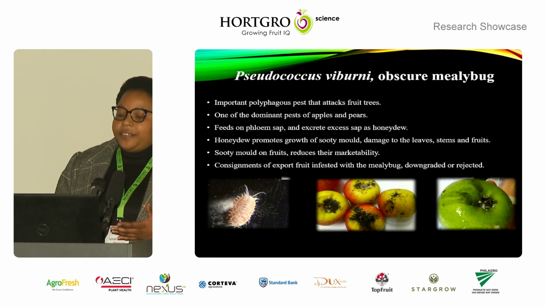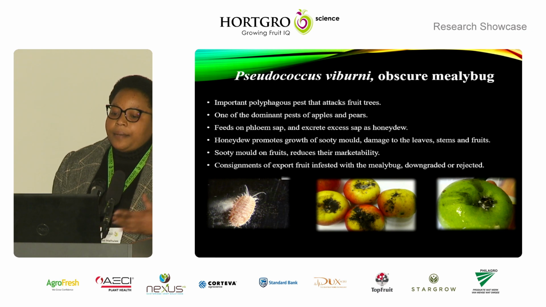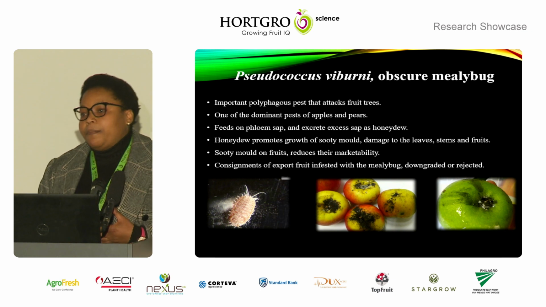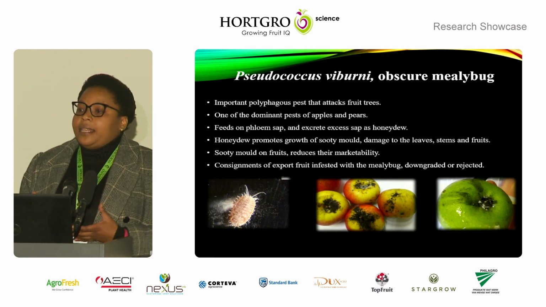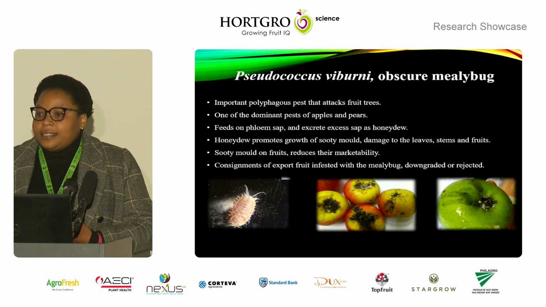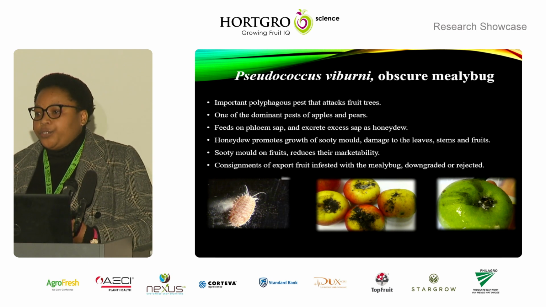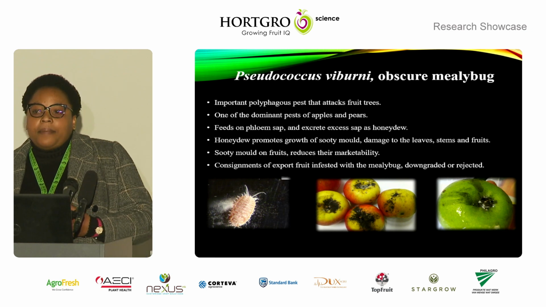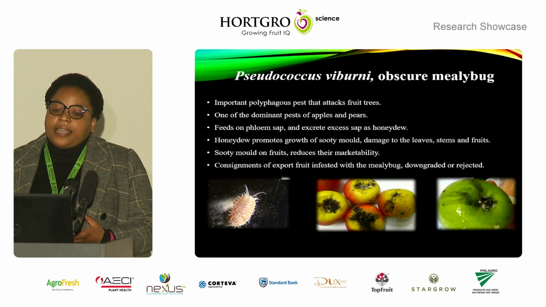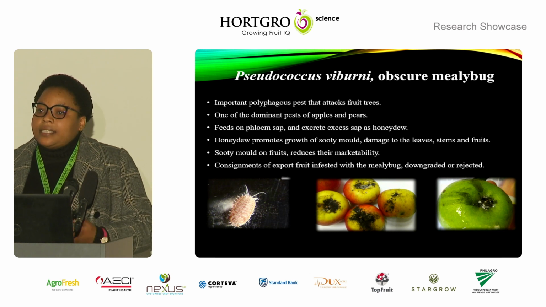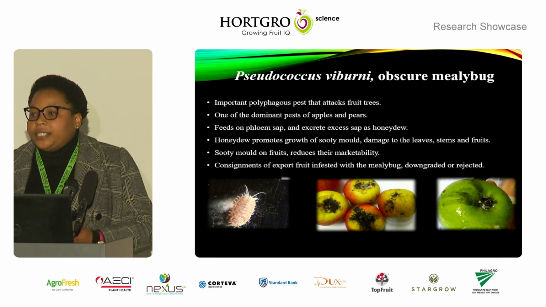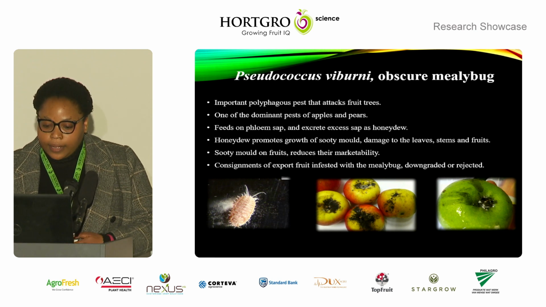When the insect feeds, it excretes a substance known as honeydew. This honeydew acts as a substrate for black mold, and it contaminates the fruit produce. In some instances, the mealybug also infests the produced fruit, and the presence of the mealybug and the contamination of the fruit with the mold affects the marketability of the fruit and results in severe economic implications, as the fruit gets rejected during export.